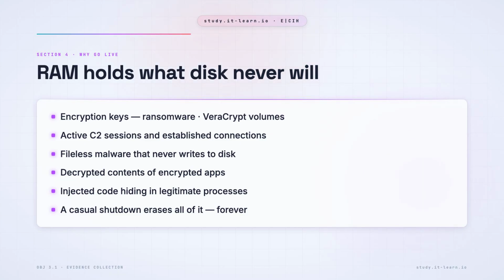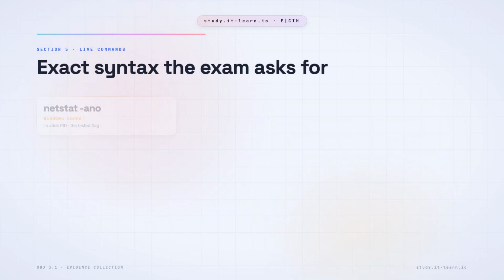That is why a casual shutdown is catastrophic. The encryption key you needed to decrypt the victim's own files? It was in memory and you just erased it by being polite to the operating system. Capture the volatile state while the machine is alive or accept that you lost it forever. Lock in the live collection commands. The exam asks for exact syntax.